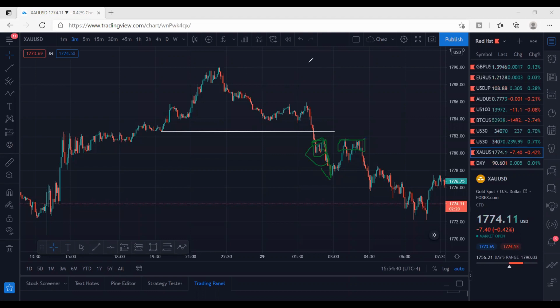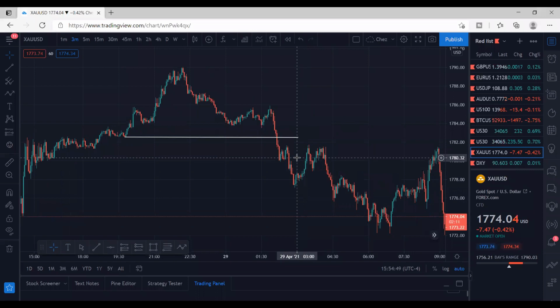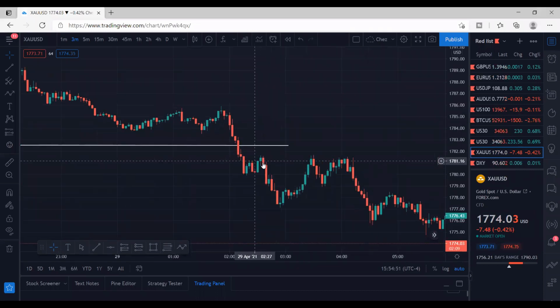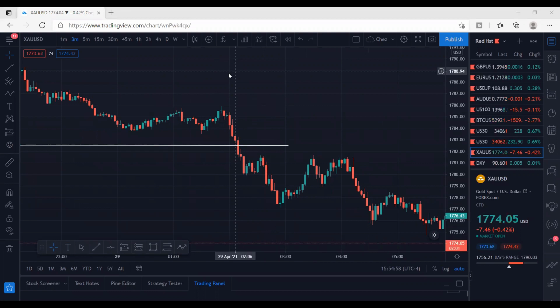I'm sorry if I'm talking a little bit confusing. I hope you understand. So then what you would do at this point is you would look for the last up candle. Let me zoom in a little bit. You look for the last up candle, which is this candle right here.